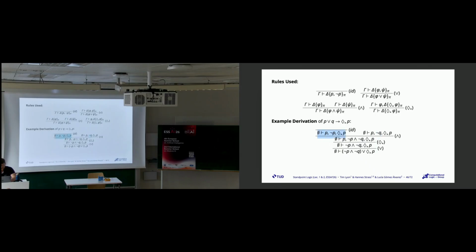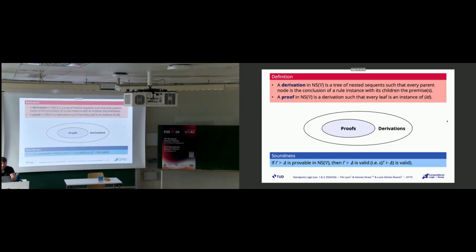Now, the left premise is an instance of ID, so we can close that branch of the proof construction process, but the right premise is not an instance of ID. And in fact, if we were to continue searching for a proof by bottom-up applying rules to this nested sequent, the only rule that would actually be applicable is the universal diamond rule, and it would just keep introducing P's, so the process wouldn't halt. So that establishes that this is actually not a theorem of standpoint logic. And I'll make this fact more precise a bit later on.